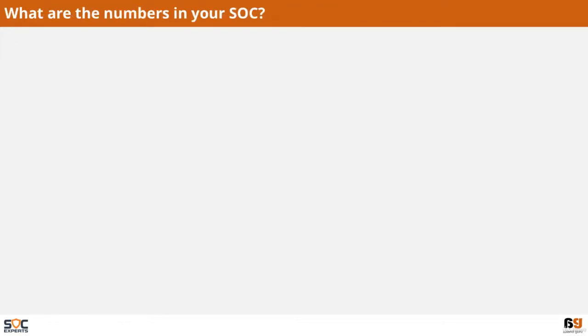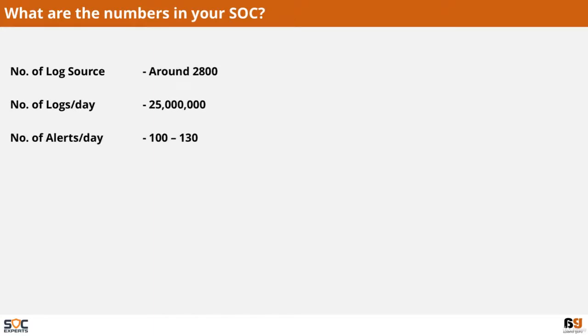What are the numbers in your SOC? That is, how many log sources do you have? You can always say around 2800. Number of logs per day, 25 million logs. Number of alerts per day, somewhere around 100 to 130. Number of incidents per day, somewhere close to 2 to 5. There might be some days where we might not even raise any incident at all.